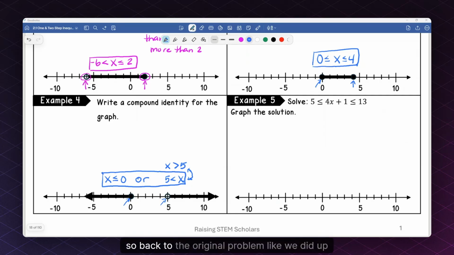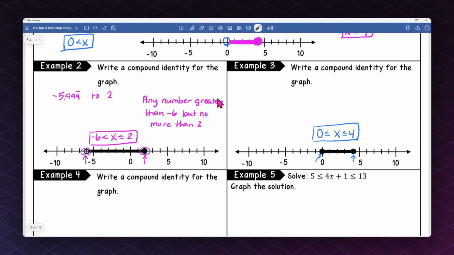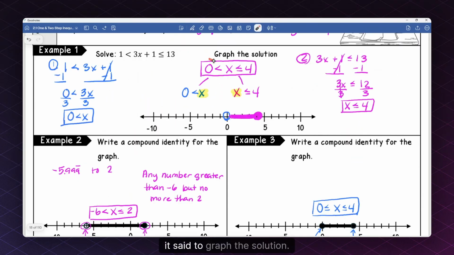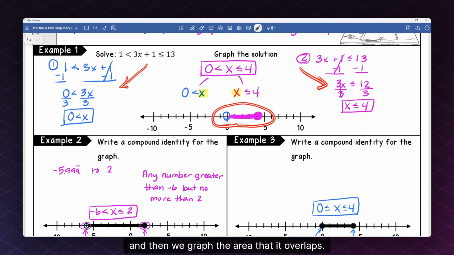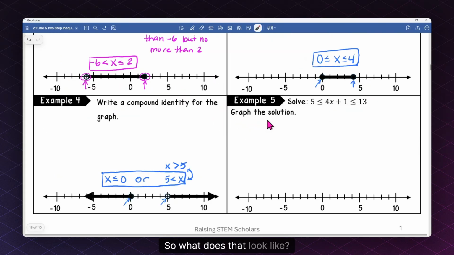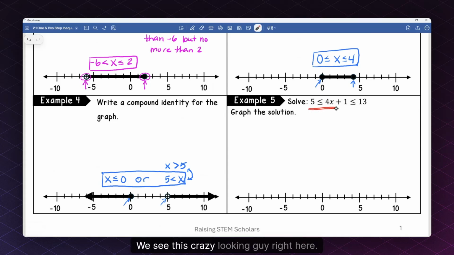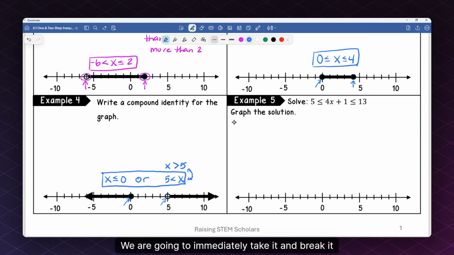Okay, so back to the original problem, where it said to graph the solution and we were given this crazy guy. We're going to break it up into 2 chunks, and then we graph the area that it overlaps. So what does that look like? We see this crazy looking guy right here. We are going to immediately take it and break it into 2 chunks.